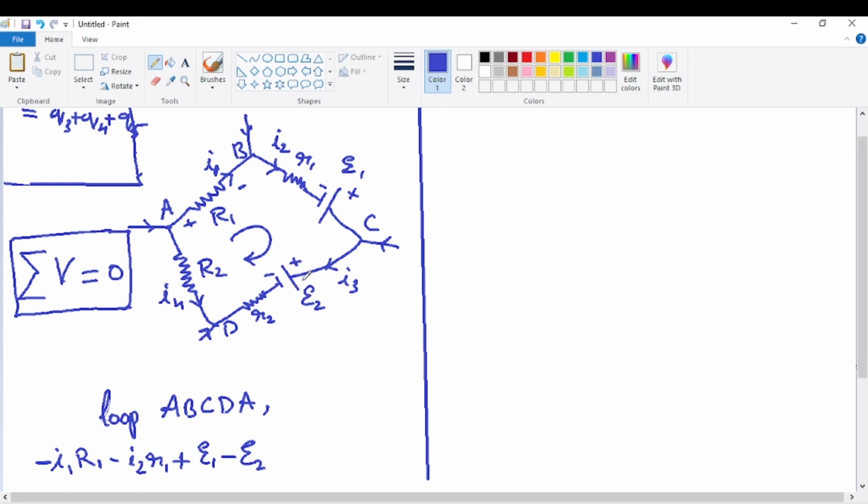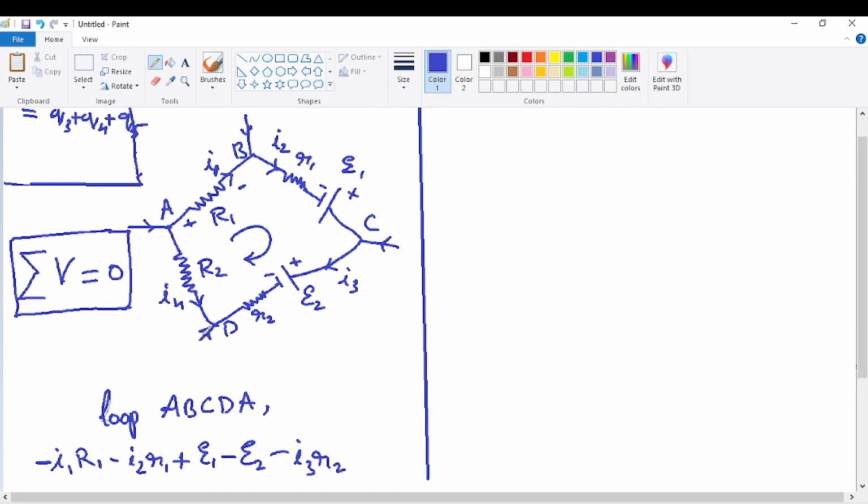So next we have gone across the cell of EMF E2. Next we are again going across the second internal resistance, in the direction of current. The potential difference, or change in potential, is negative. Already we have seen it is negative, minus. What is the potential difference across the internal resistance? Current into resistance, I3R2.